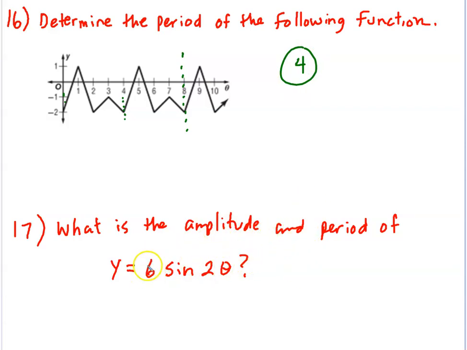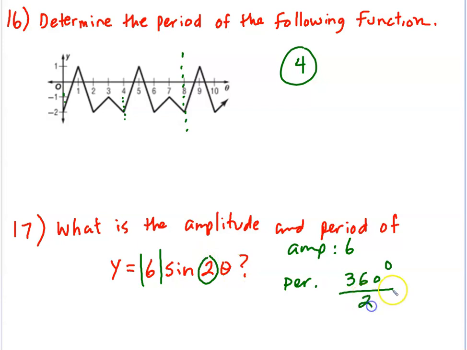Amplitude and period. The amplitude is the absolute value of the number that's in front of your trig function. So the amplitude in this case is going to be 6. The period for sine is you take 360 degrees, and then you divide by whatever's in front of theta, which is 2. So the period is going to be 180 degrees. So we have an amplitude of 6 and a period of 180.